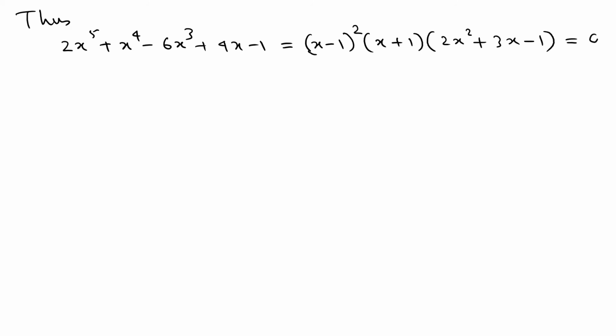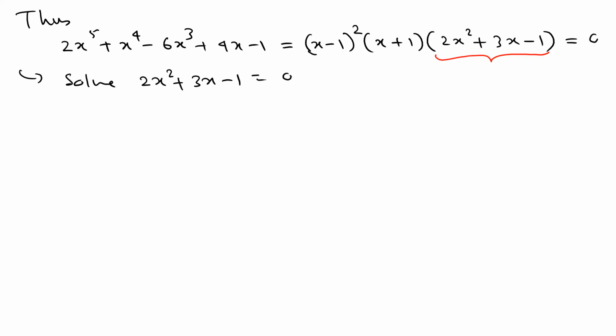So the next step is, since we already know the zeros of the first 3, we only solve this one. So that's the next step. So we're going to solve 2x squared plus 3x minus 1 equals 0. For that, we can use the quadratic formula.